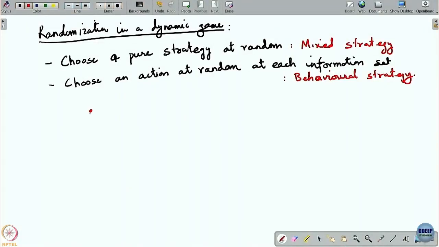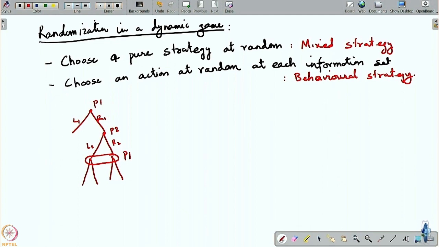So let me show you an example. It's actually true that these are not equivalent in general, okay? And here's a simple example to show this. So consider this game. Here's player one starting here. Let's say he has two actions, L1, R1. Then if he plays R1, then player two plays here L2 or R2. And player one now has to play again. But player 1 does not get to observe what player 2 has played out here. Okay, so these two nodes here are in the same information set for player 1.